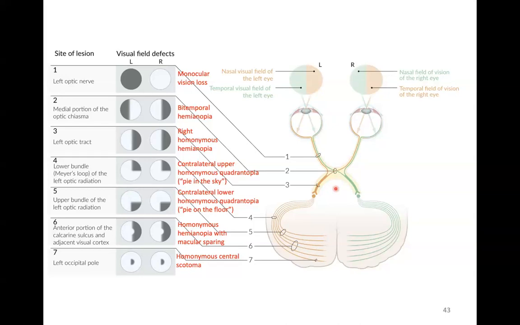Now the third thing, number 3. This is when you have a lesion in the optic tract.